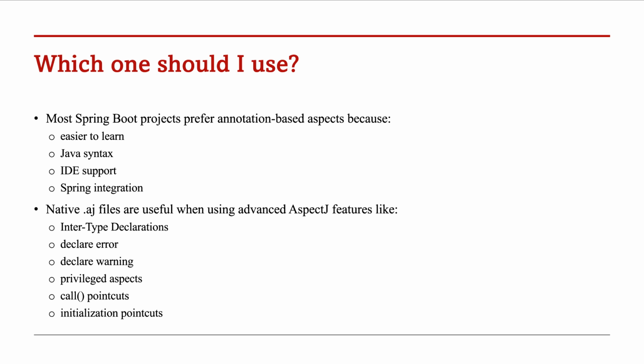However, native .aj files become very useful when you need advanced AspectJ features that aren't available with annotation-based aspects. For example, features like intertype declarations, declare error, declare warning, privileged aspects, call pointcuts, and initialization pointcuts.